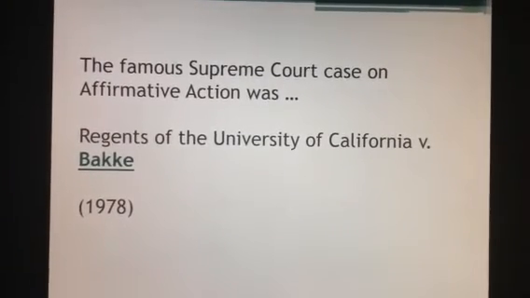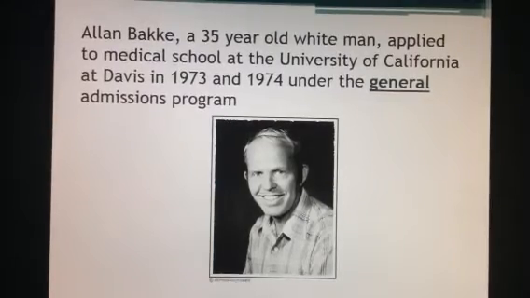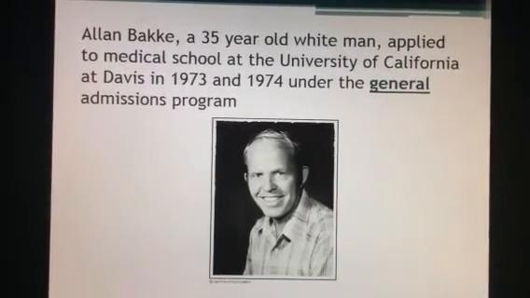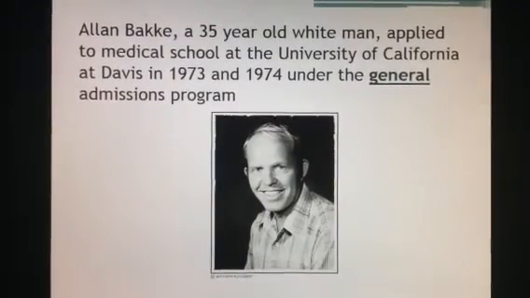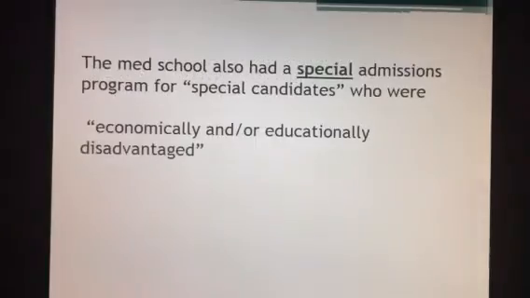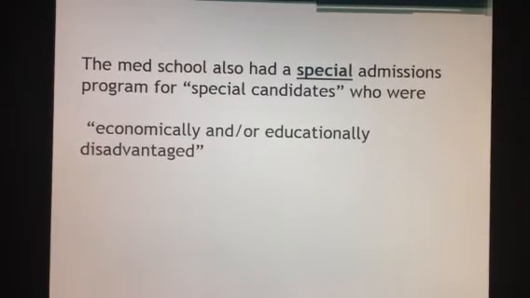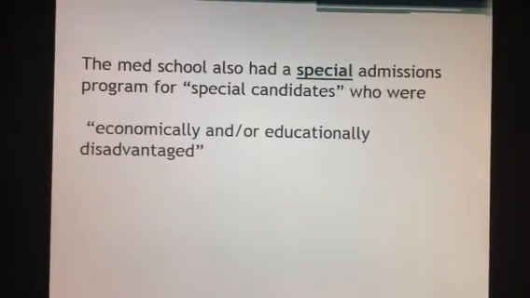The famous Supreme Court case on affirmative action was the Regents of the University of California versus Bakke, 1978. Alan Bakke, a 35-year-old white man, applied to med school at the University of California at Davis in 1973, and then again in 1974, under the General Admissions Program. The med school had a special admissions program as well for special candidates who were, quote, economically and or educationally disadvantaged.